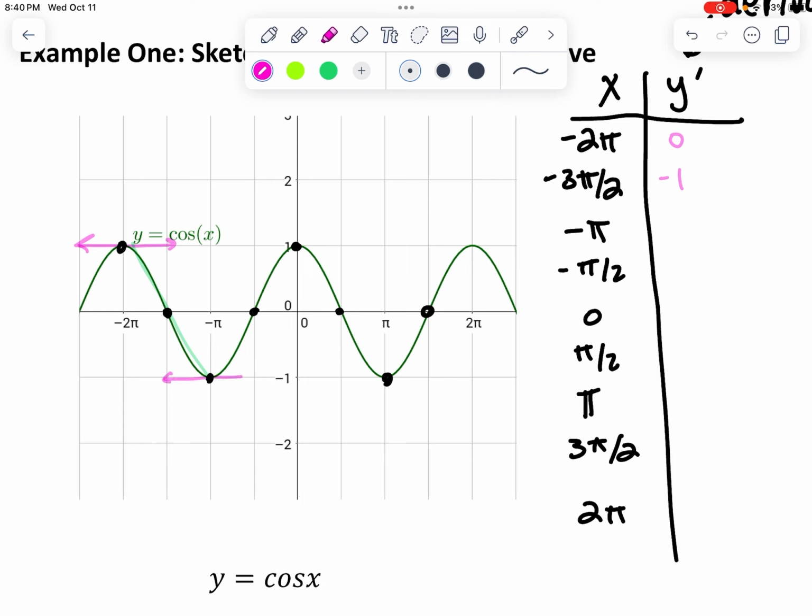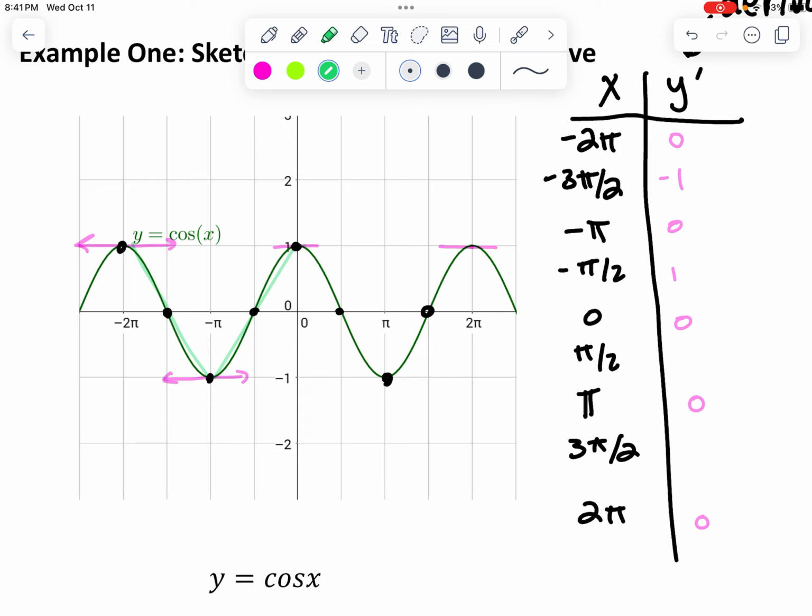This one right here is again 0. So I'm just going to throw in anywhere we were at the top of the curve: at 0, it's 0, at pi, it's 0, and at 2 pi, it's 0, because in all of those places we are at the top of the curve, so the tangent line is horizontal there. For this next one, at negative pi over 2, well, that's just positive 1 this time.